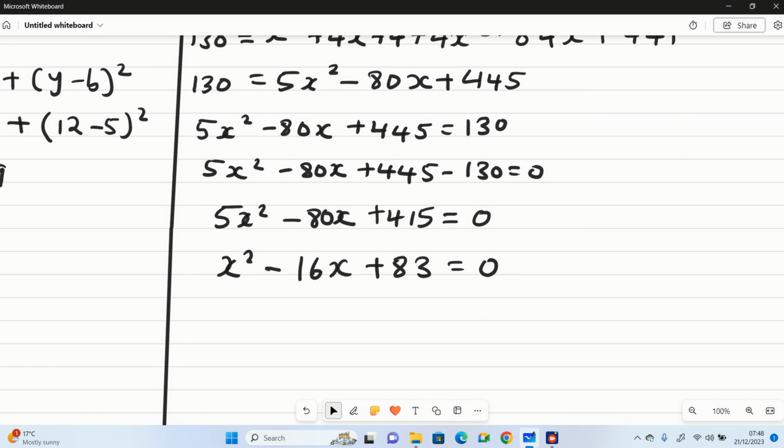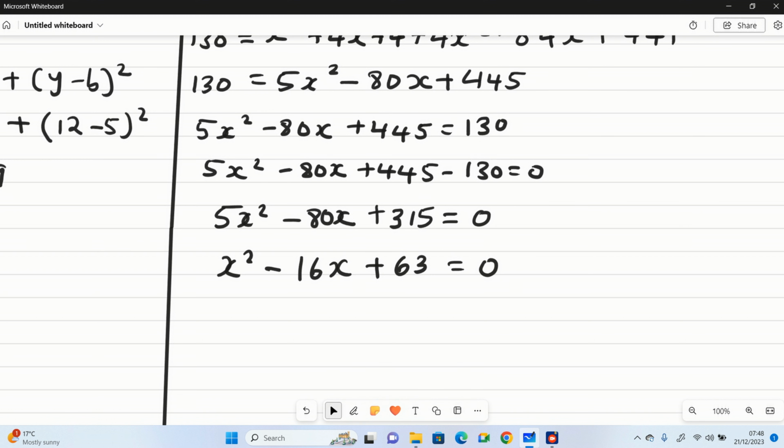Okay, this is not 415, it should be 315. So there is an error, let's correct that. This is 315. And then we also correct here. So this is 315 divided by 5. We're going to have 63. So this one is going to give us 63 here.